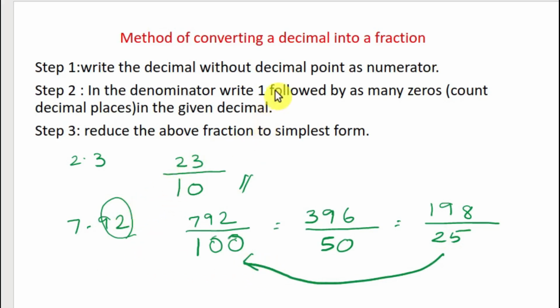This is the method of converting a decimal into a fraction. What are the steps? First, write the decimal without the decimal point as the numerator. And in the denominator, write 1 followed by as many zeros as the decimal places. So here 2 decimal places, so 2 zeros. Then the fraction is reduced to its simplest form.